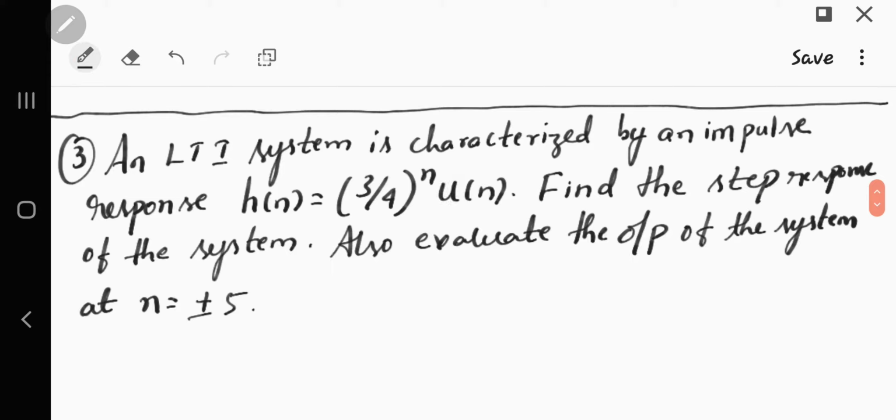So find the step response of the system and also evaluate the output of the system at n is equal to plus or minus 5. So let's take a few different approaches to solve the problem here. One thing is h of n is given, and they have not given x of n, but they have asked you to find the step response.